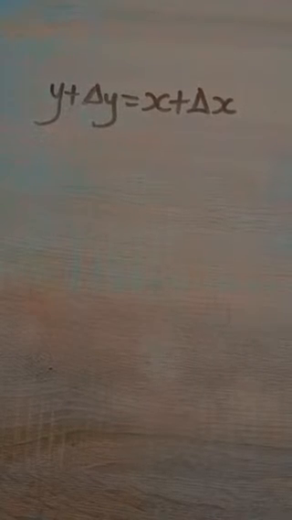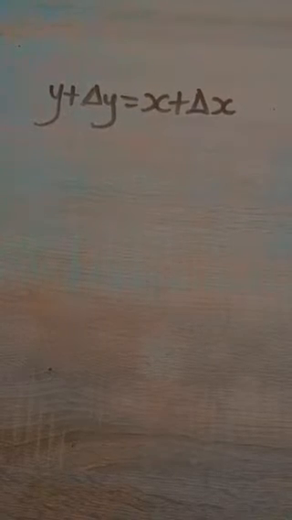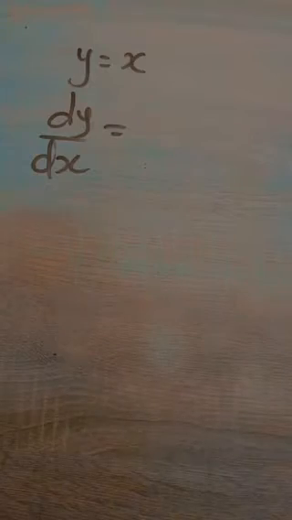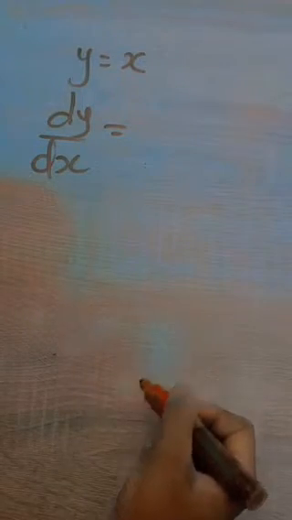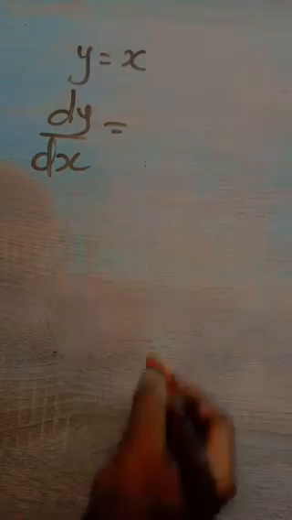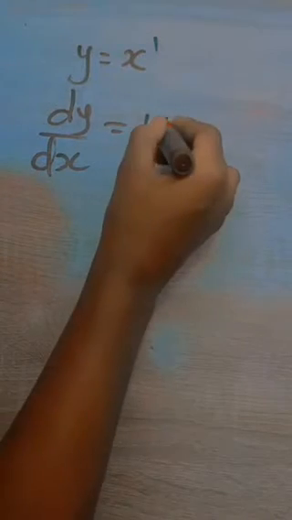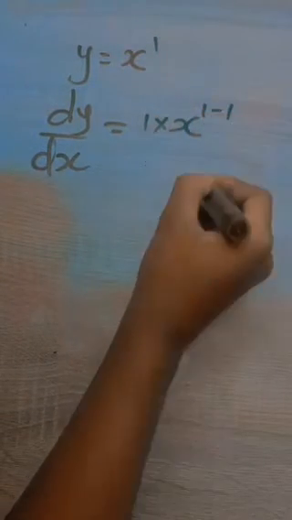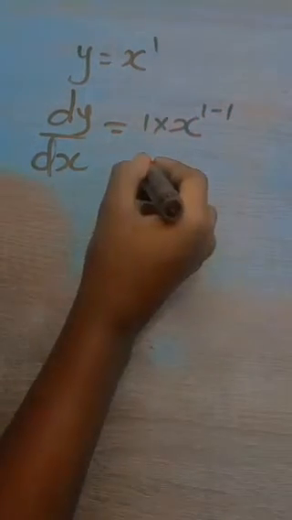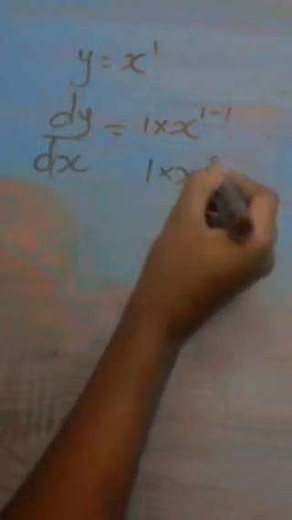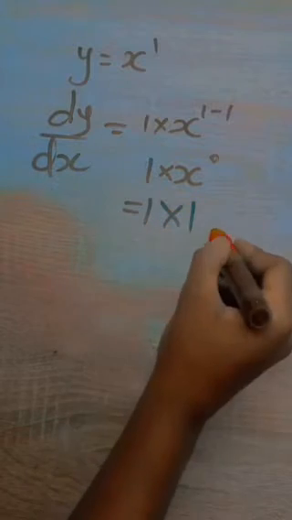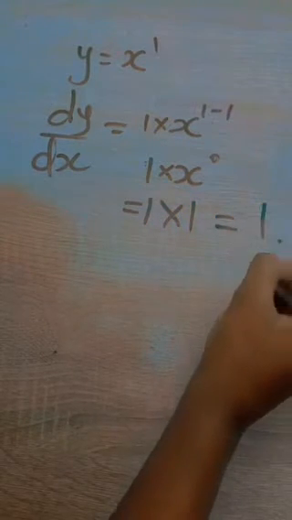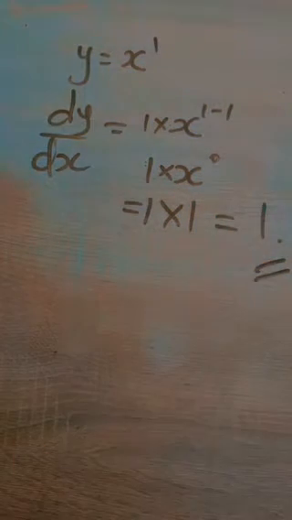Let's take a look at the general method. When we have y equals x, let's differentiate this. dy over dx, I hope we can still remember, equals the power, which is 1, times x raised to power 1 minus 1. So we have 1 times x raised to power 0, which gives 1 times 1, finally giving the answer 1.